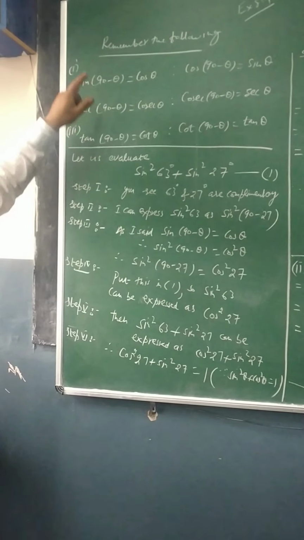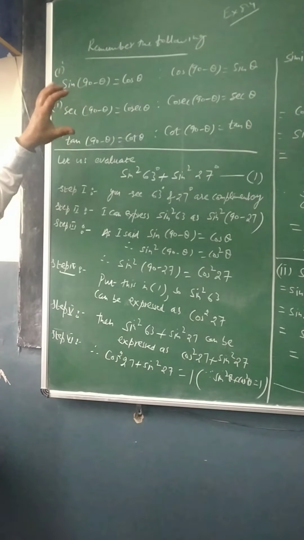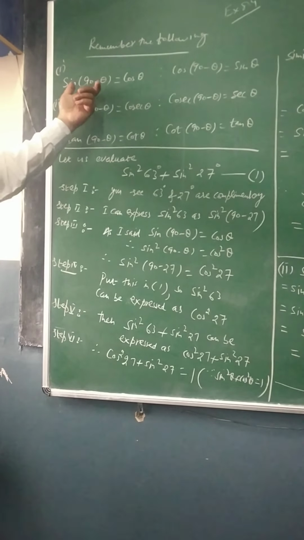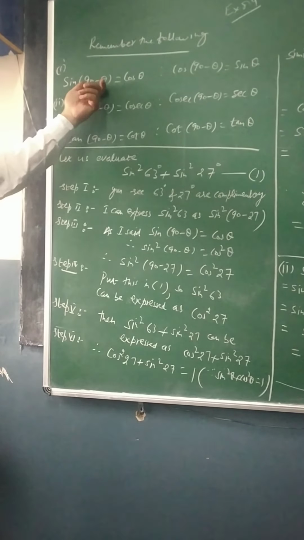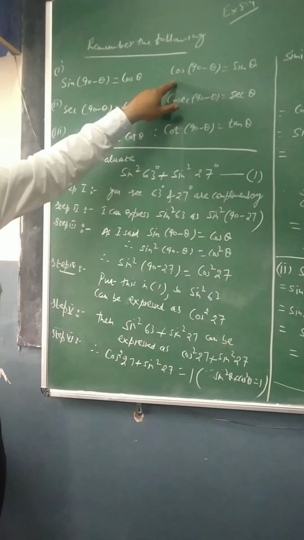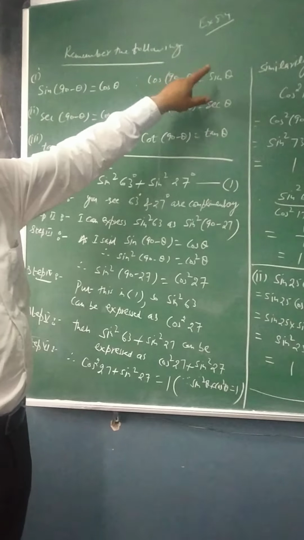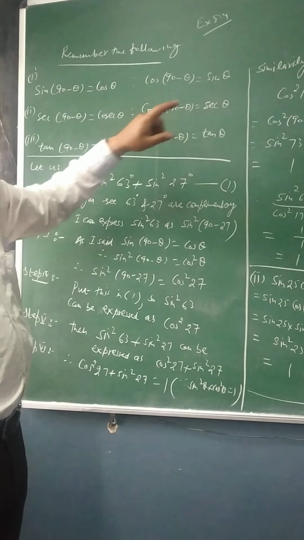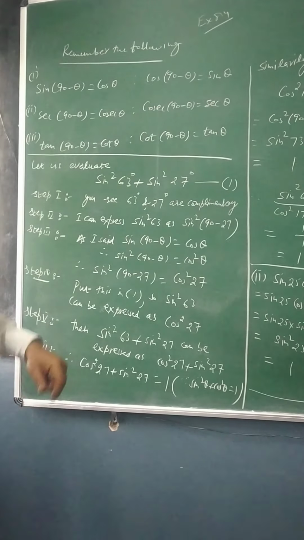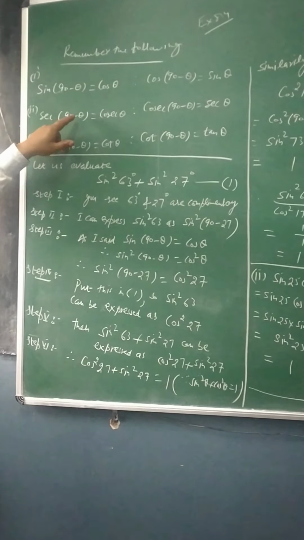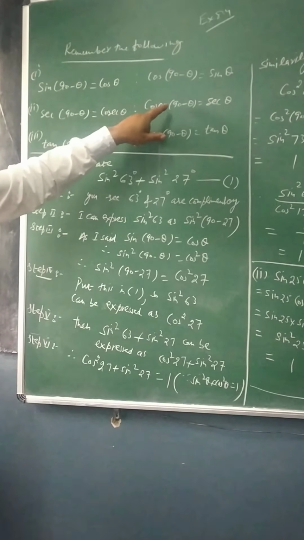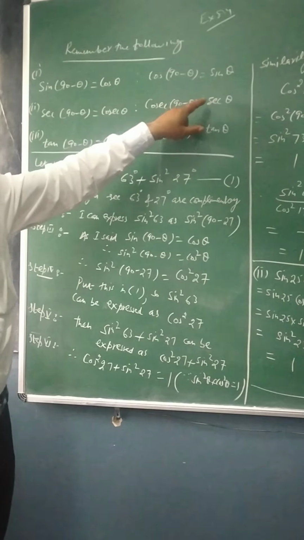So here you can see these are the points which you can remember. If you are expressing sine 90 minus theta, the result will always be equal to cos theta. And cos 90 minus theta will be equal to sine theta. So sine will get converted into cos and cos into sine. Then secant 90 minus theta will be equal to cosecant theta, and cosecant 90 minus theta will be equal to secant theta.